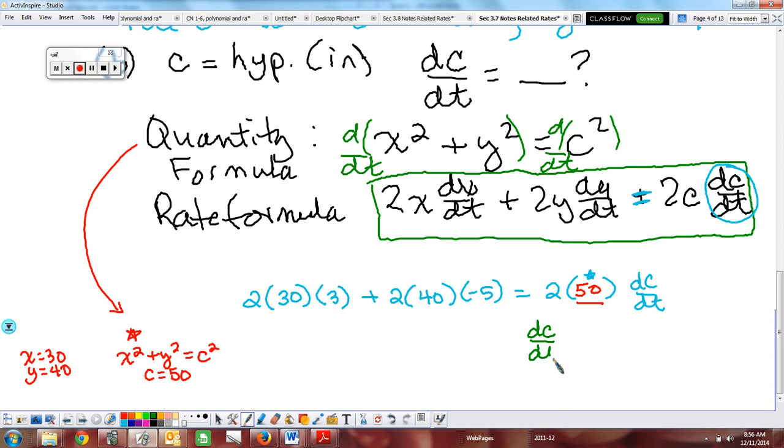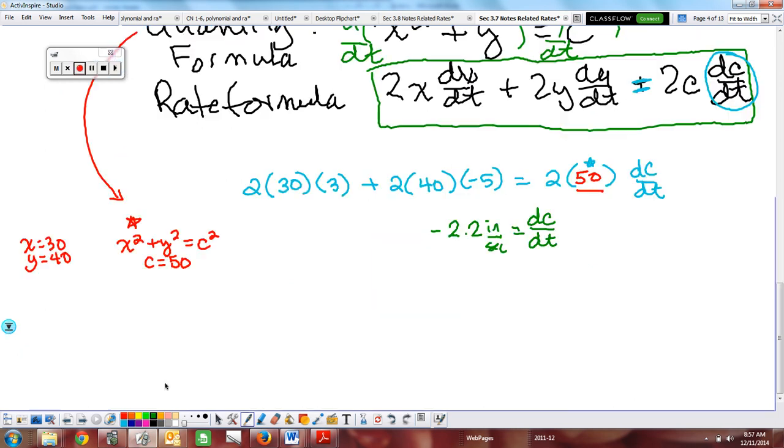So we are going to solve for dc/dt. And again, I'm going to leave the arithmetic of getting the number and dividing there for you. You do end up with that being negative 2.2 inches per second. Okay, so I'll leave you to do the arithmetic for that.